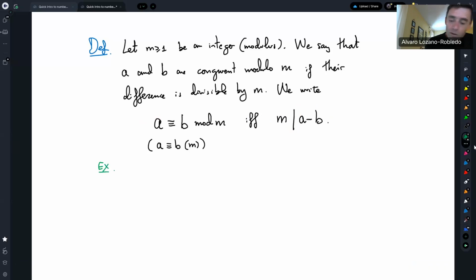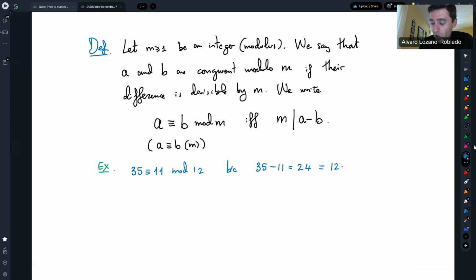Let me show you some examples of congruences. For example, 35 is congruent to 11 modulo 12 because, well, how much is 35 minus 11? That's 24, and that is 12 times 2. So 12 divides the difference, 35 minus 11, and that satisfies the condition, so 35 must be congruent to 11 modulo 12. And that's why the hour of 8 plus 27, which was 35, was congruent to 11 on the clock. That's the 11th hour on a clock.